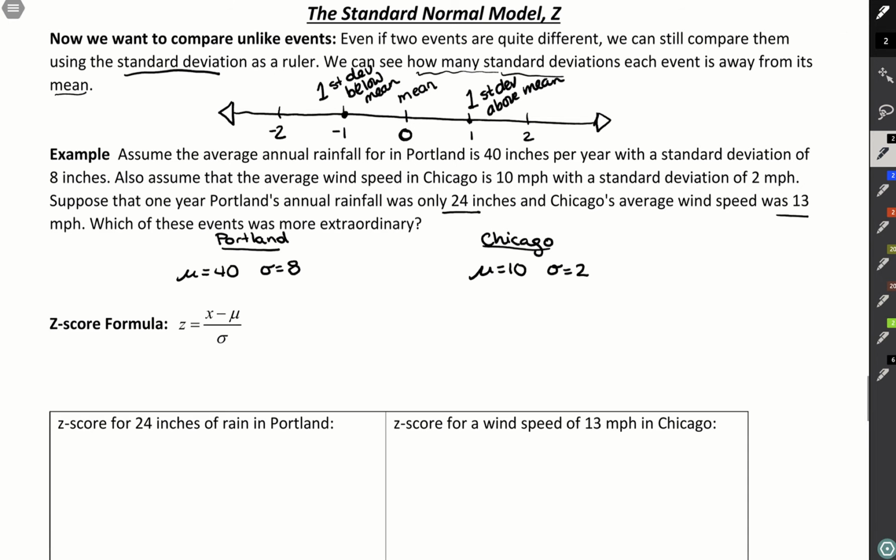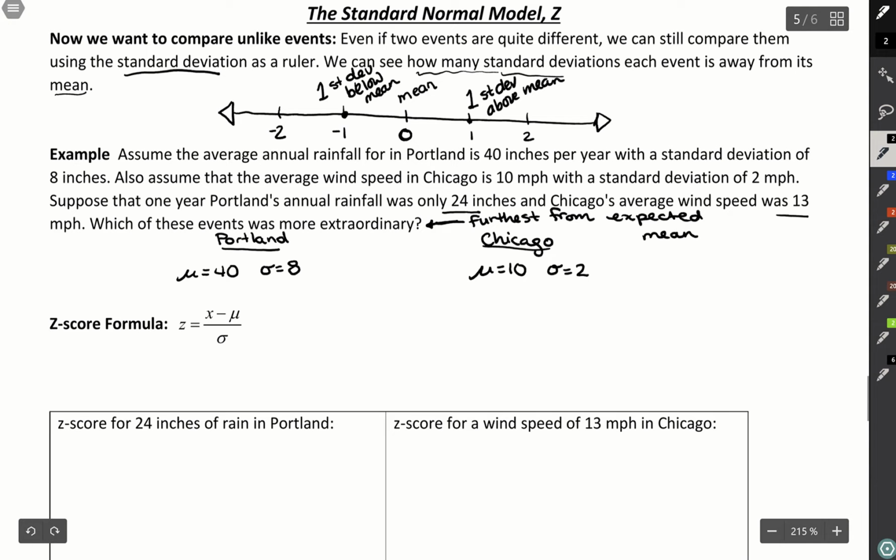Also, each value has a certain expected value and a certain variability to it. So to compare which was more extraordinary, what we're really looking for is which of these events is furthest from expected. Or instead of expected, you could think of which is furthest from the mean or furthest from average. So what we do is we calculate something called a z-score. This is our formula for z-scores.